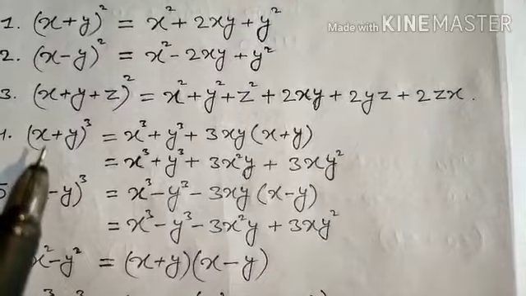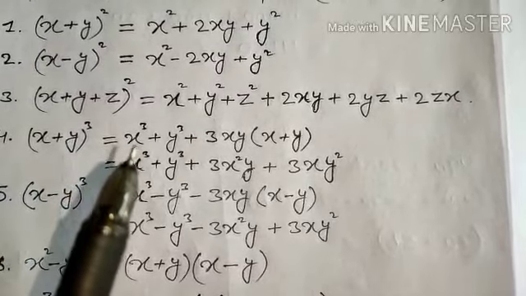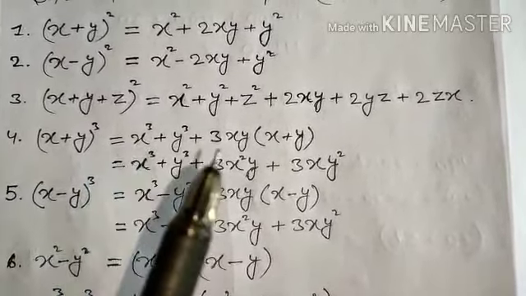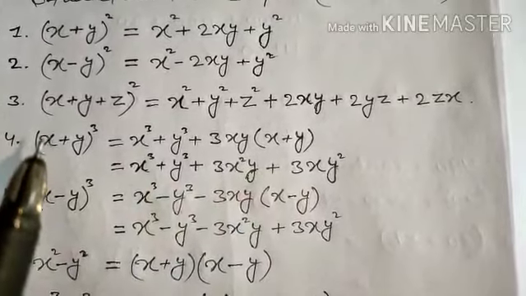Moving on to the cube of binomials. So x plus y whole cube is equal to x cube plus y cube plus 3xy into x plus y. This is also very easy to remember.